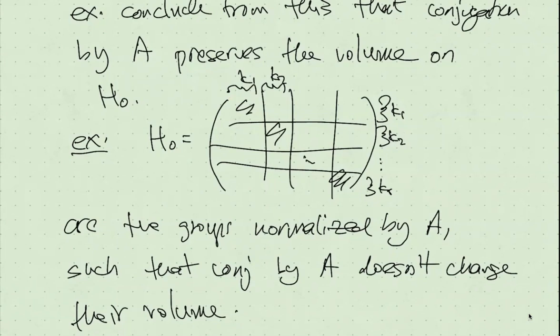So if you know A0, you know H0. Well, the Galois group is acting transitively on the rows of A0. So if you have K1 scalars which are equal here, the number of scalars that are equal here should also be K1, because the Galois group preserves this partition into blocks of the same size. And that means that the blocks of H0 should be the same.